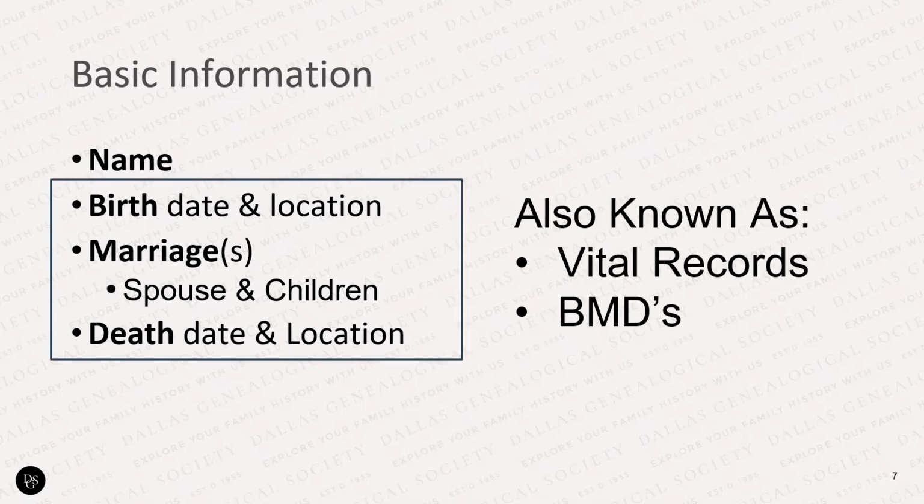Collectively, this is all referred to often as vital records. You'll also hear it referred to as BMDs for births, marriages, and deaths. And again, this is kind of the basic information you want to gather about everybody in your family. And as you'll see, you'll want to expand from there and collect more information, both to help you fill in all these blanks and to collect some additional information about their lives.